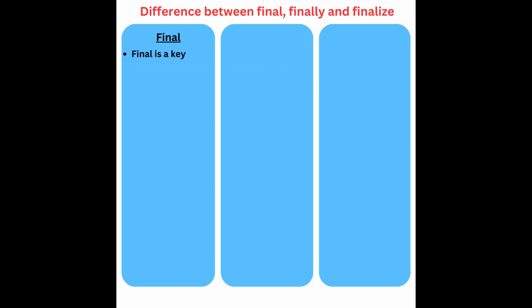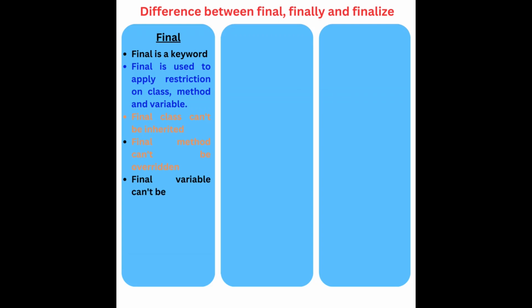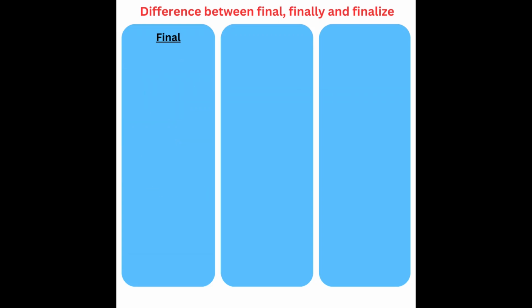Difference between final, finally, and finalize. Let us see one by one. Final is a keyword. The final keyword is used to apply restriction on class, method, and variable. For example, a final class can't be inherited. A final method can't be overridden. A final variable can't be changed.